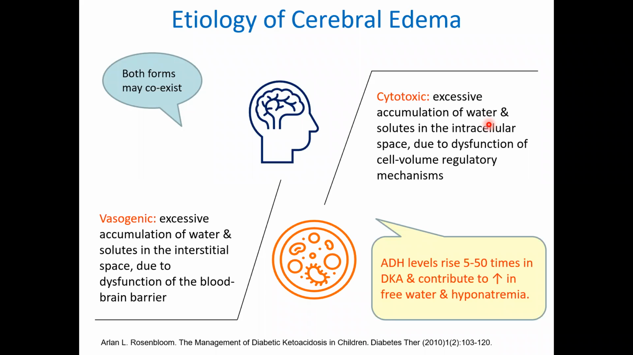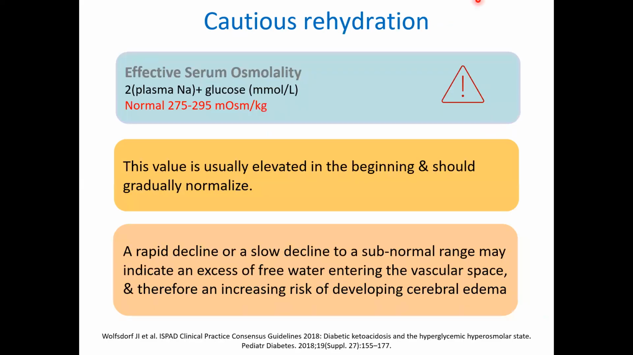Of note is that patients with DKA basically have been found to have levels of antidiuretic hormone as high as 50 times the normal level. And this may contribute to an increase in free water and hyponatremia, thus increasing the risk of cerebral edema. So this therefore tells us that we need to be very cautious in rehydrating these patients.